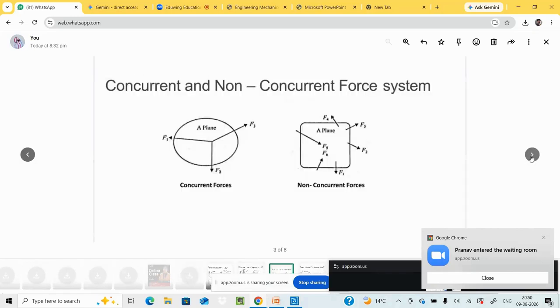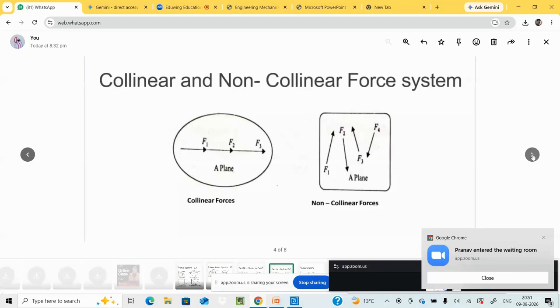Now, concurrent forces are n number of forces acting on the same point. If you see here, is it clear, everyone? N number of forces acting on the same point, we call concurrent forces. And n number of forces acting in different directions and not related to a particular point, we call non-concurrent forces. Clear with this one now? Clear, sir.